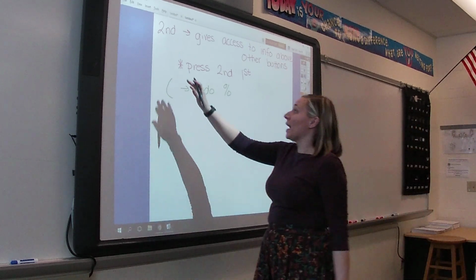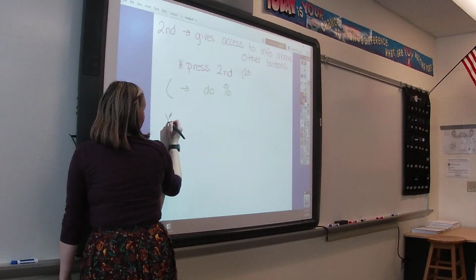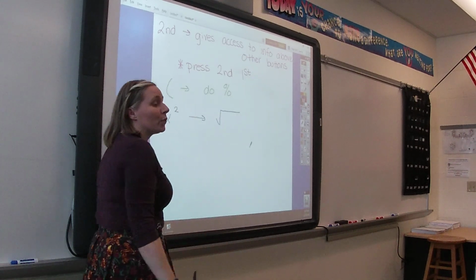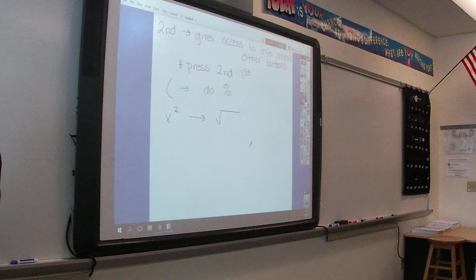If you press second and then x squared, that will do your square roots for you.